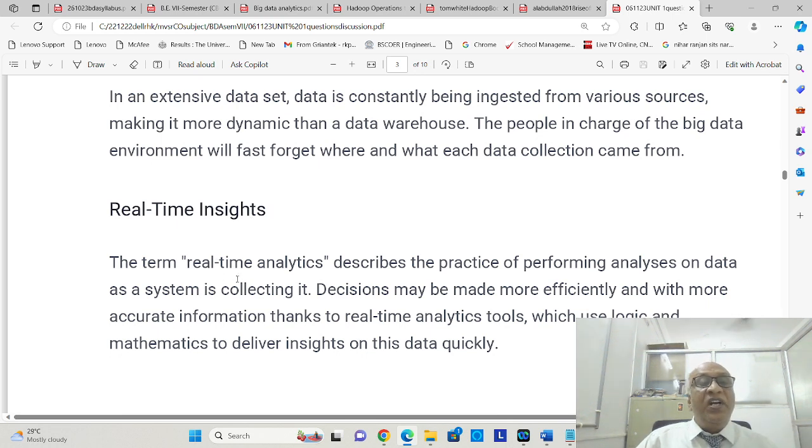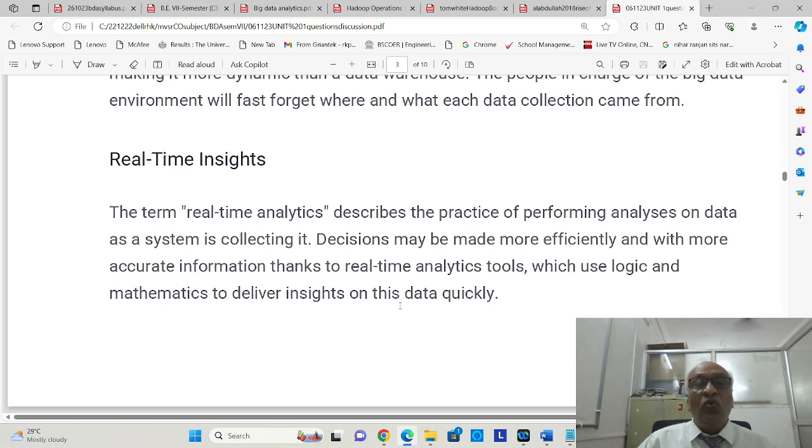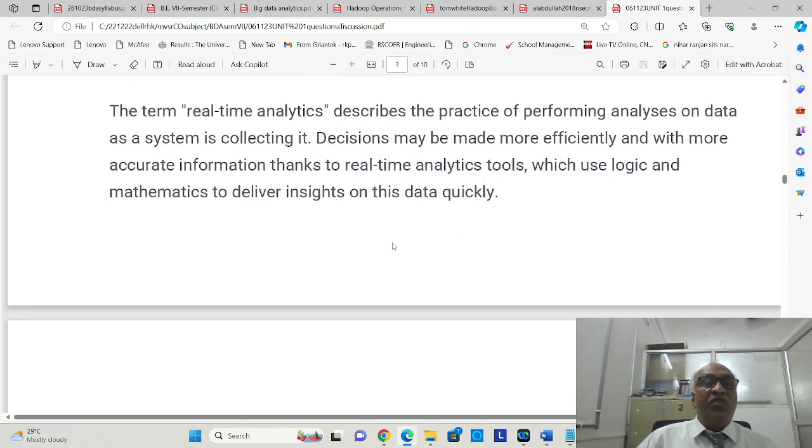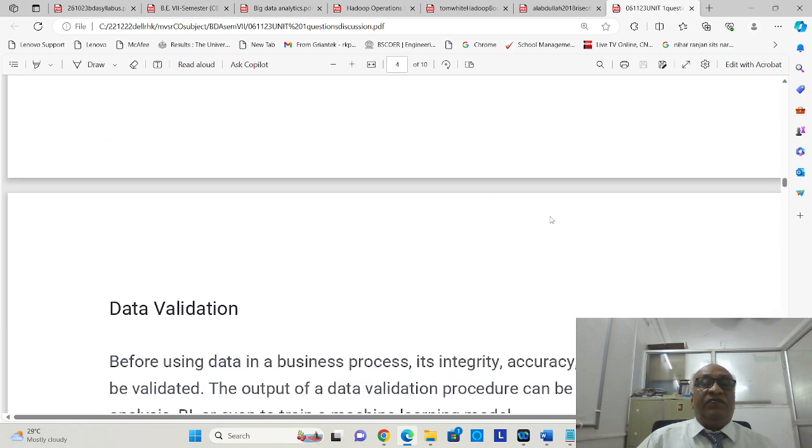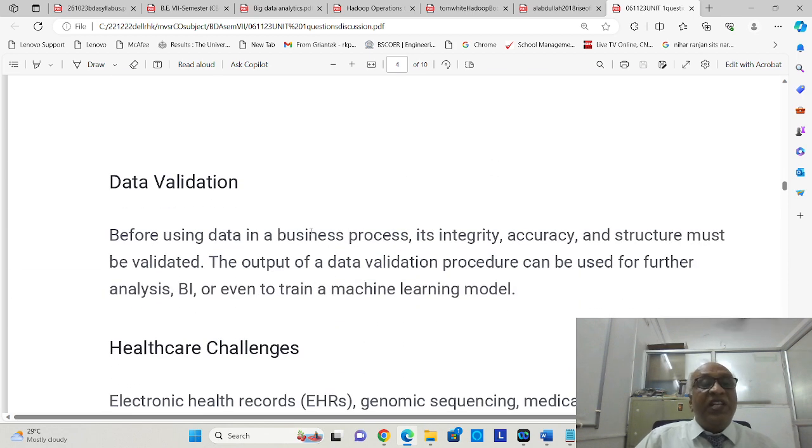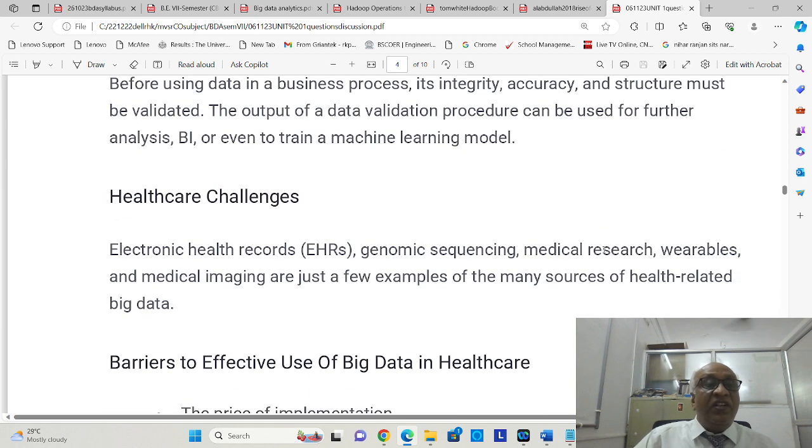When I say real-time analytics, what I am speaking about is that I need a tool which will justify this, which will make use of logic and mathematics, and which will do things very fast. The next challenge is data validation. Data validation means we need to check the integrity, accuracy, and structure of the data, and we need to validate that.